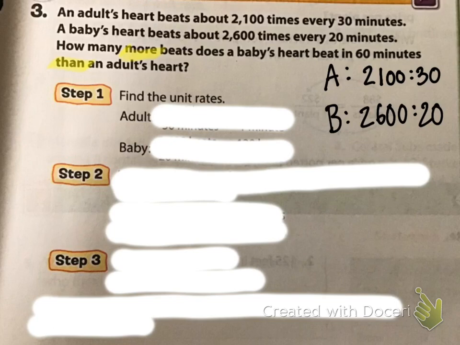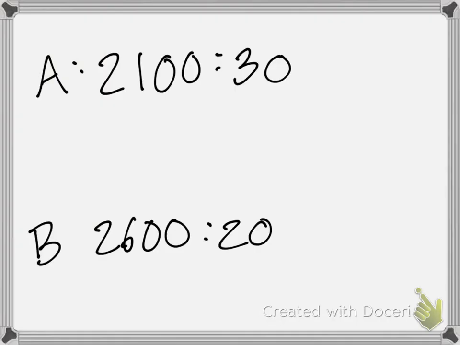I want you guys to find the unit rate. That means we want to get it down to 1 minute. How many does it be in 1 minute? So this is our rate. We just saw it on the other page. We want to get it down to 1 minute. Which side is the minutes? On the left or on the right, Madison? On the right. So we want to get it down to 1 minute each.